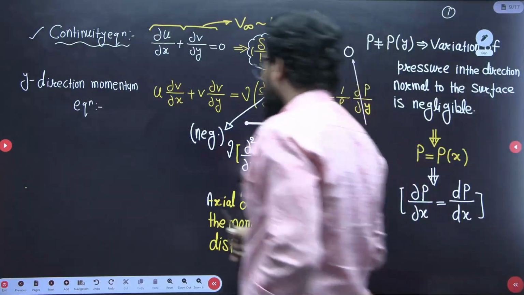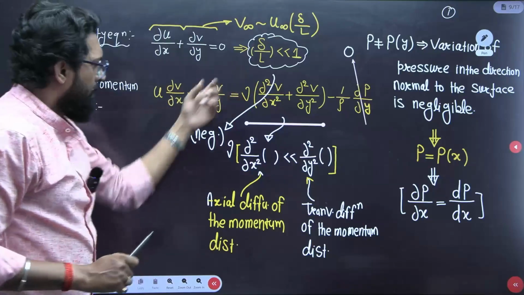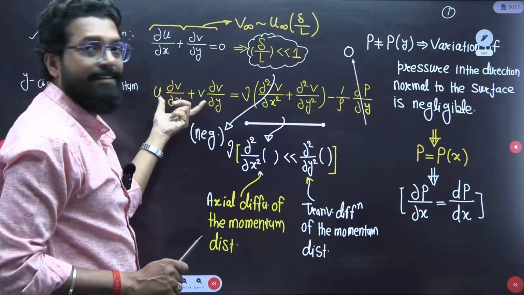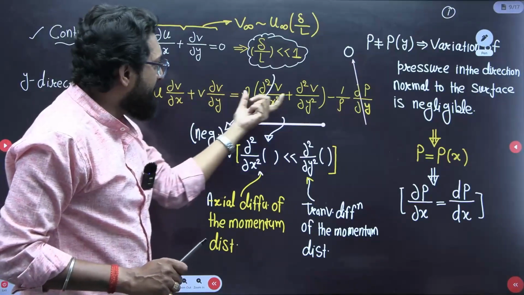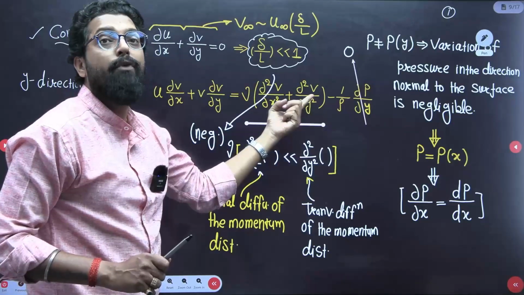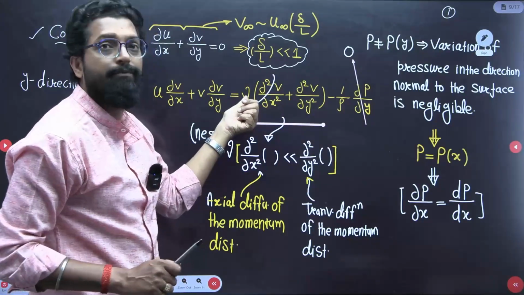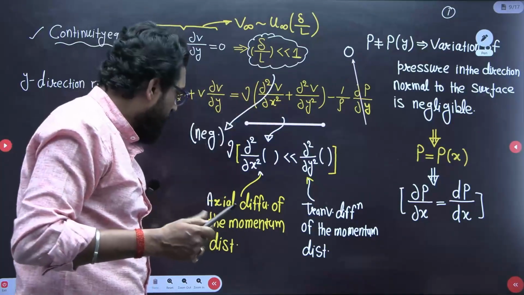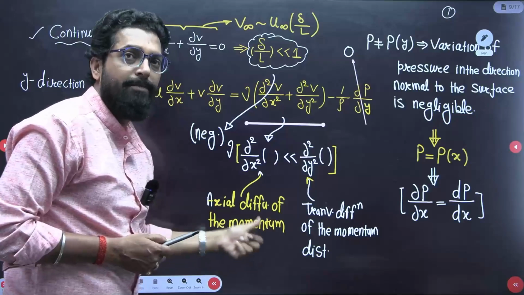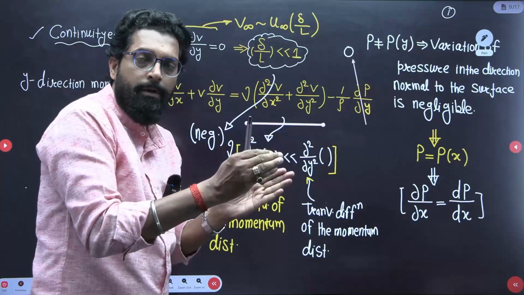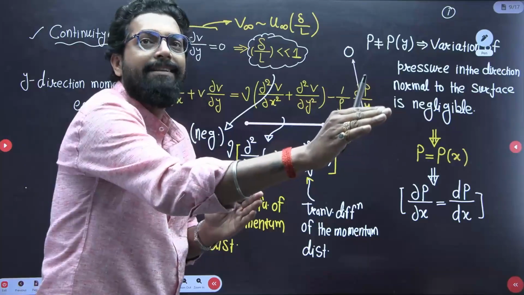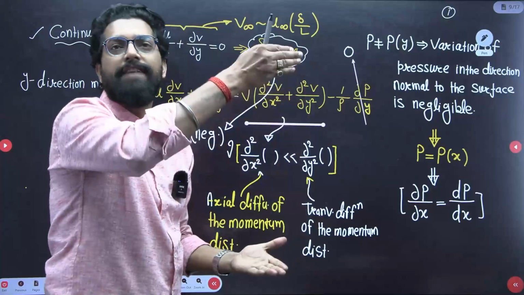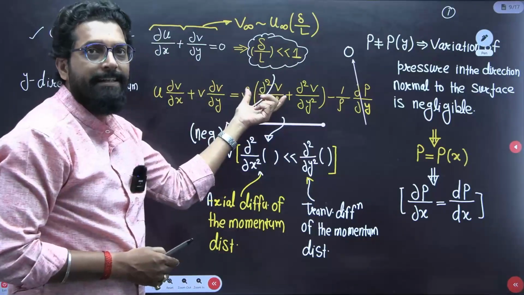Now, my dear, see this one. This is your acceleration term, and these are the diffusion terms. Diffusion of what? Momentum disturbance. Why? Because there is viscosity, and we have already concluded that the diffusion of momentum disturbance in the axial direction is much less than the diffusion of momentum in the transverse direction. That's why this term is always neglected.